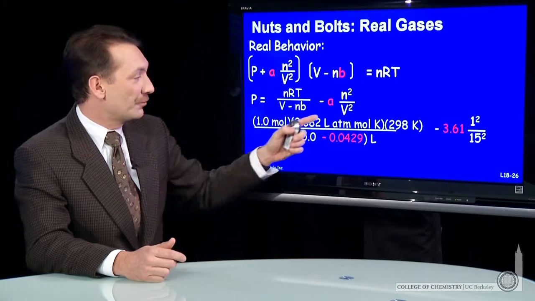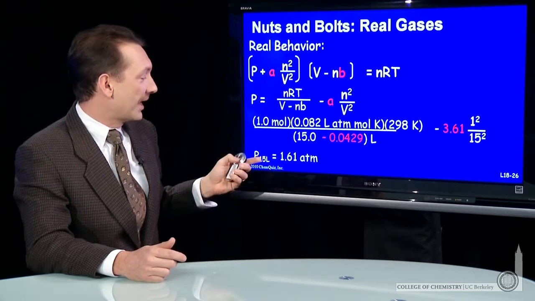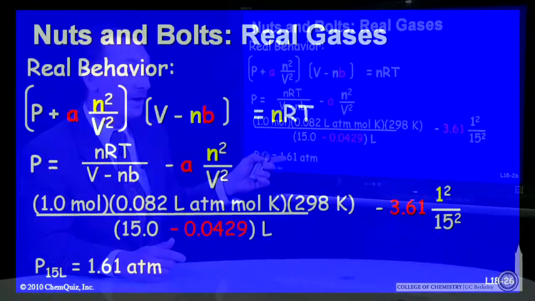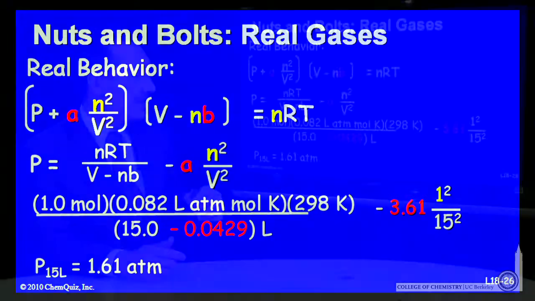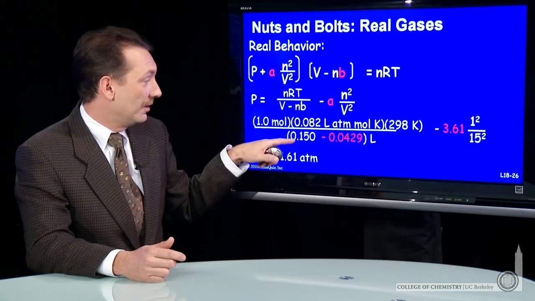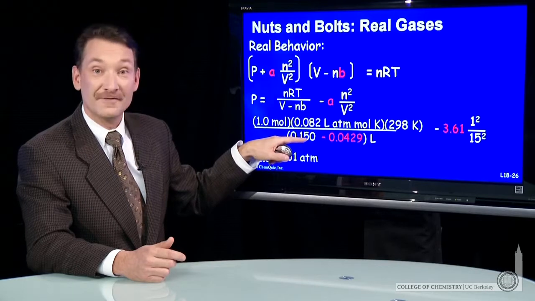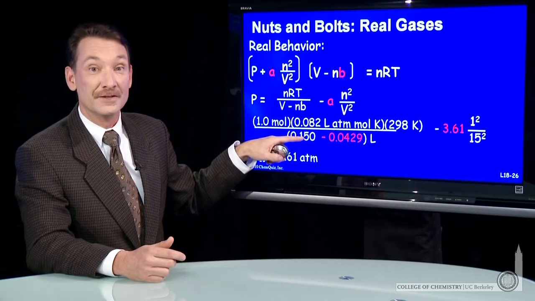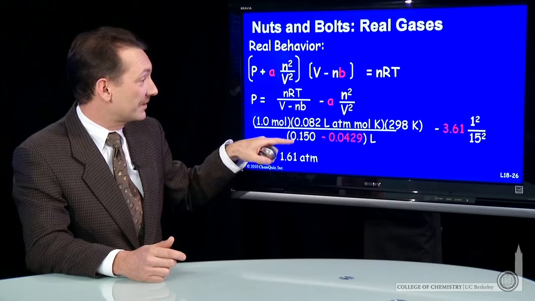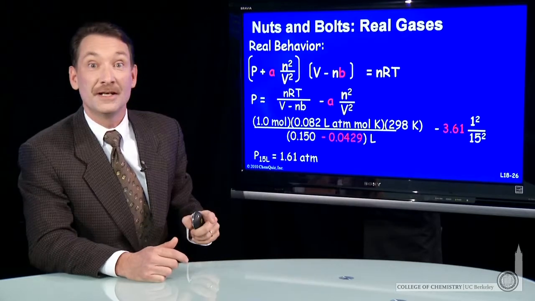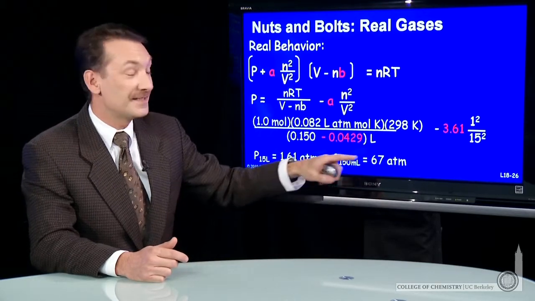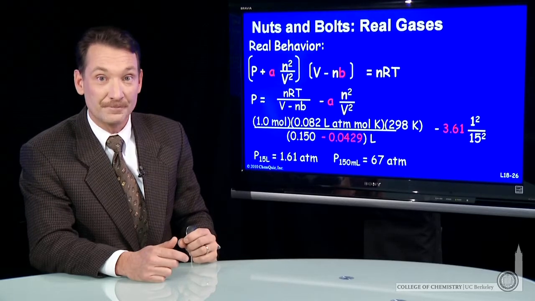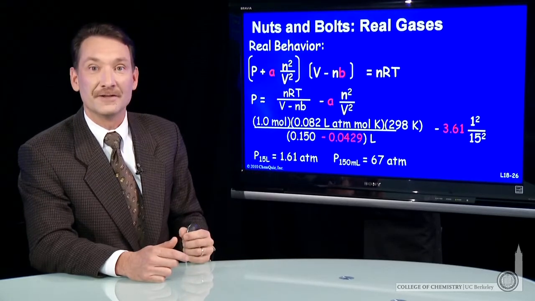So if I go through and do this calculation, I get a pressure of 1.61 atmospheres at 15 liters for carbon dioxide. Now, if I change to 0.15 liters, 150 milliliters, in both this expression and this expression, and recalculate, I come up with a pressure of 67 atmospheres at 150 milliliters.